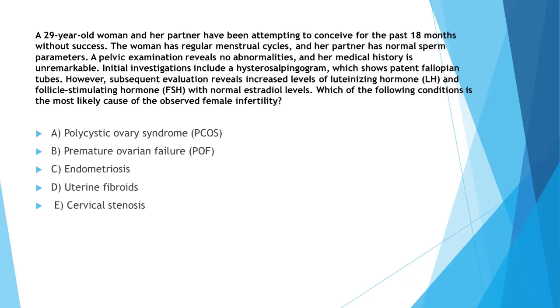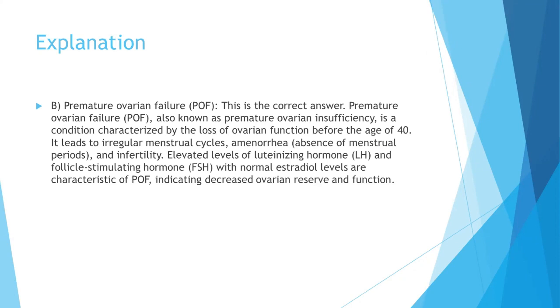PCOS, POF, endometriosis, uterine fibroids, or cervical stenosis. So premature ovarian failure is also known as premature ovarian insufficiency. It is a condition characterized by the loss of ovarian function before the age of 40. It leads to irregular menstrual cycles, amenorrhea, and infertility. Elevated levels of luteinizing hormone and follicle-stimulating hormone with normal estradiol levels are characteristic of POF, indicating decreased ovarian reserve and function.